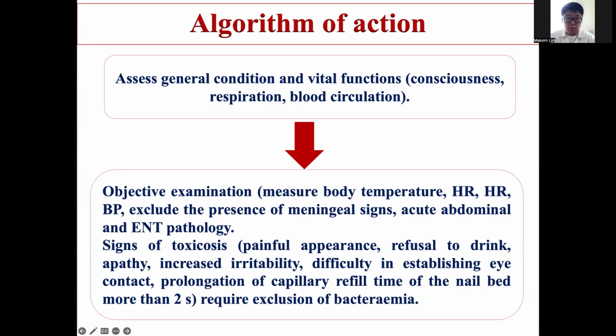and surgical pathology. Signs of toxicosis, like painful appearance, refusal to drink, apathy, increased irritability, difficulty in establishing eye contact, and a prolongation of capillary refill time of the nail bed to more than 2 seconds, require exclusion of hyperbacteremia.